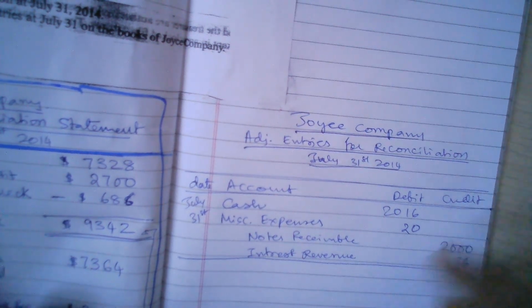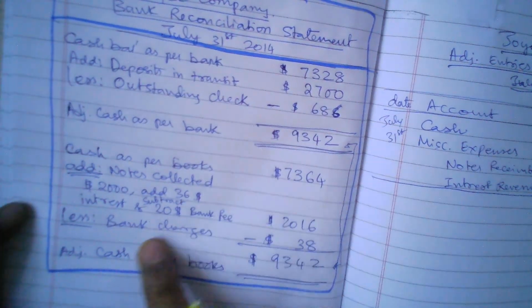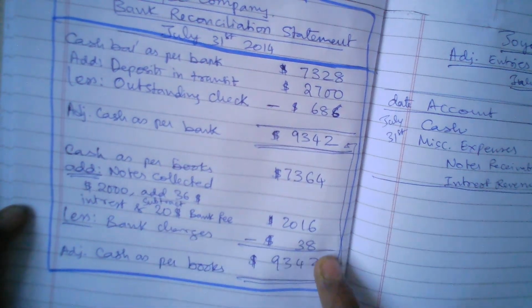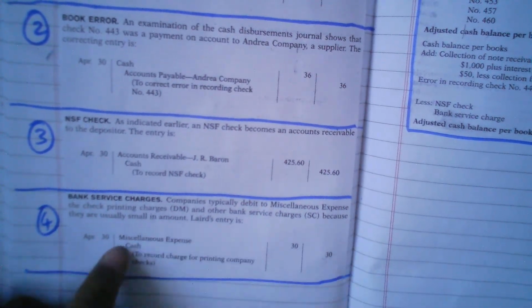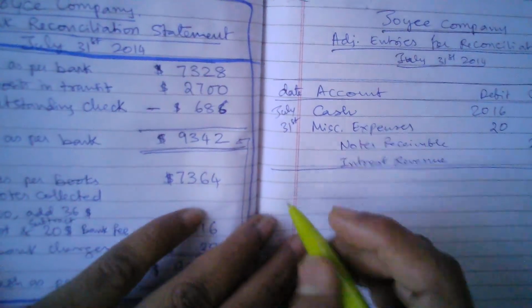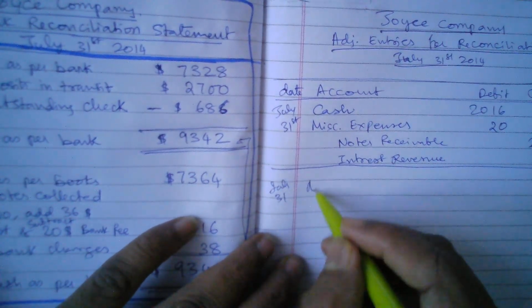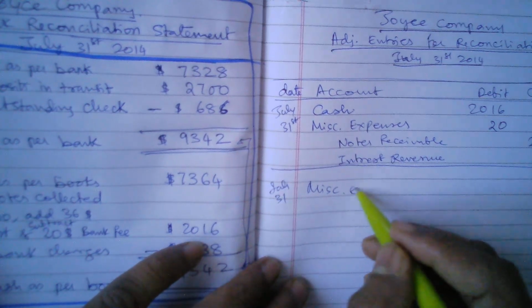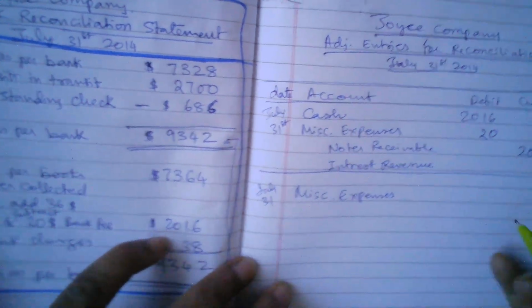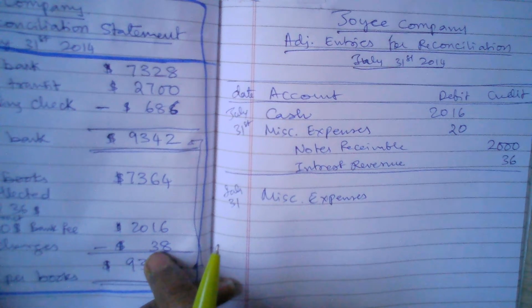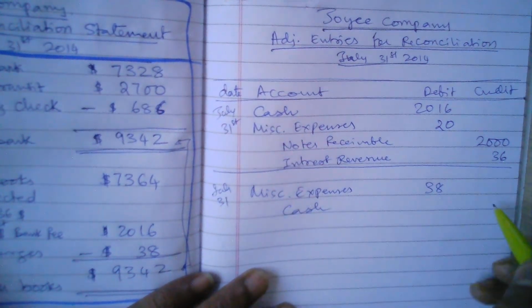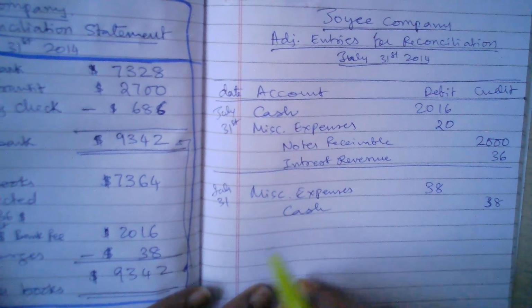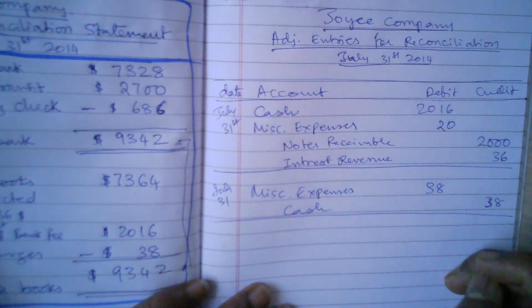Okay, this is for notes receivable. Now what is the other entry? Only one entry is there, bank charges of 38. So again look at the template. Bank charges, how to do? Miscellaneous expenses will be debited and cash will be credited. So again July 31st, miscellaneous expenses 38 will be debited, and then cash will be credited by 38. Okay, so finally this will be the journal entry for that.